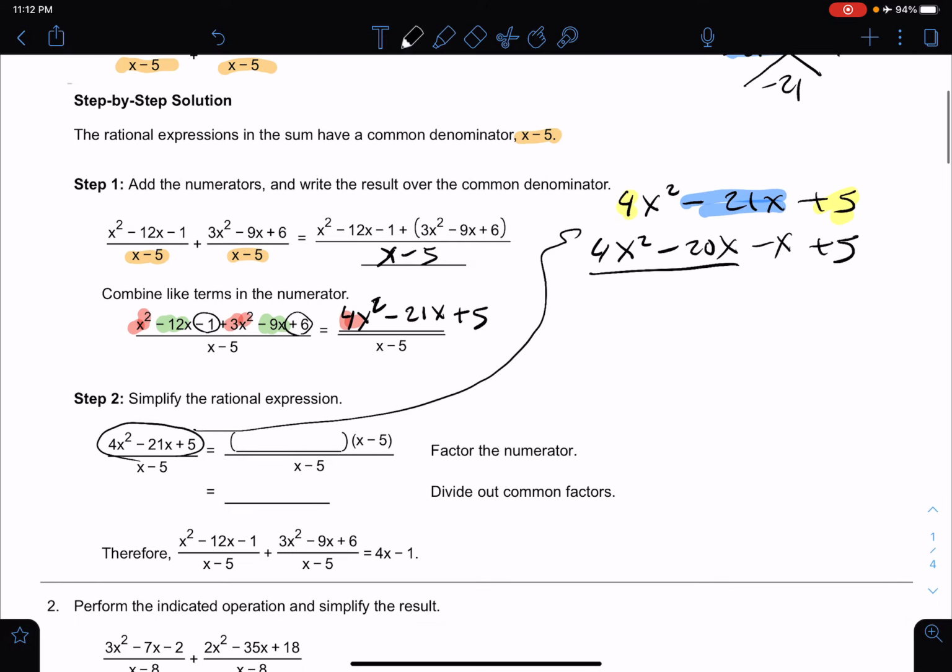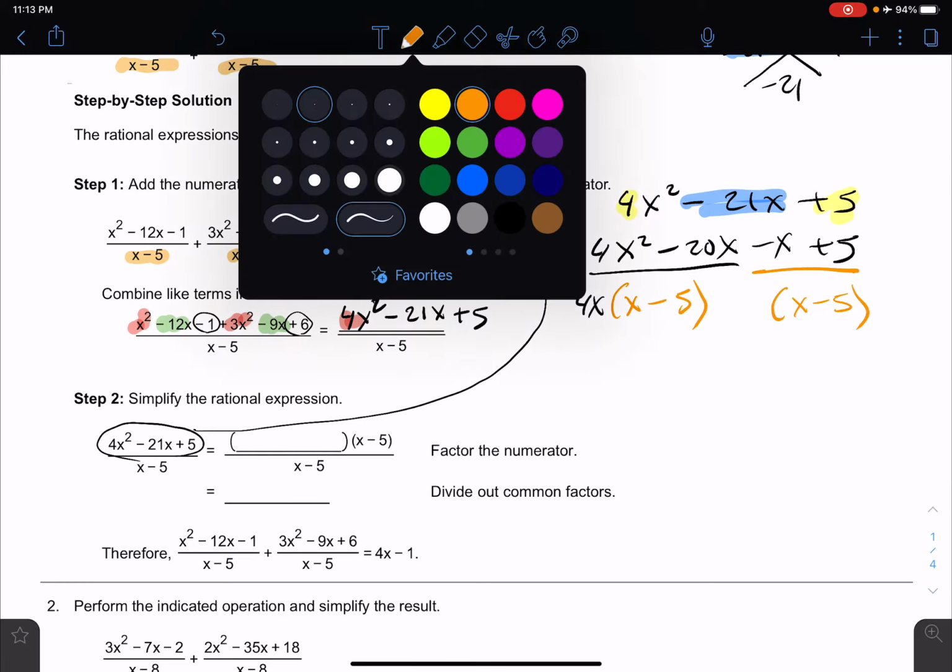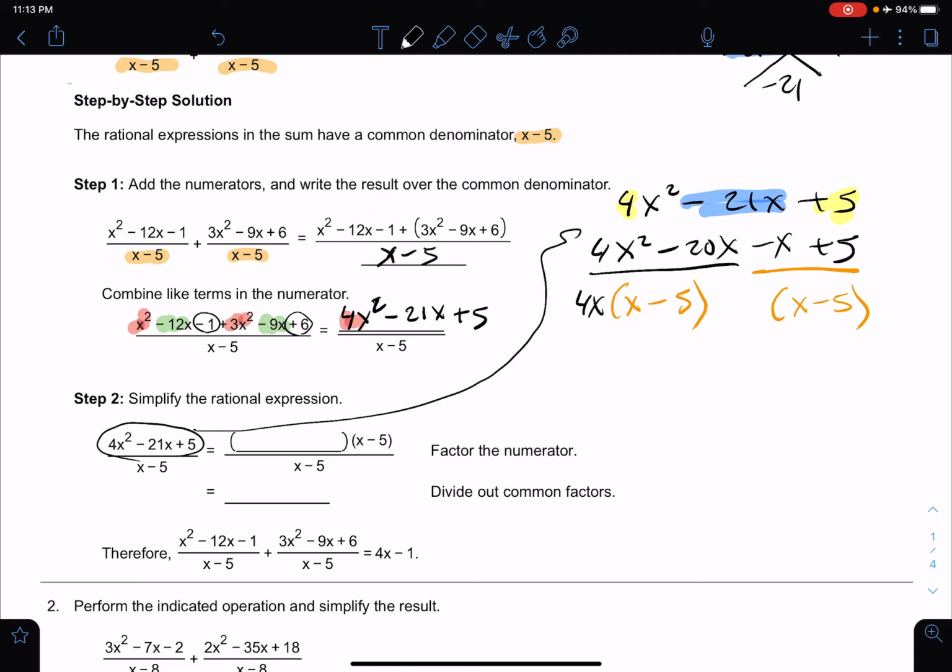Look at the first two and group and factor out a 4x. This is going to leave us with x minus 5. Okay, and then the next binomial that we're going to factor out, well, we know that we have to get an x minus 5, otherwise we have to regroup and try again because you have to have the same group when you factor out. So what can we factor out of this binomial to get this grouping of x minus 5? Well, we can factor out a negative 1.